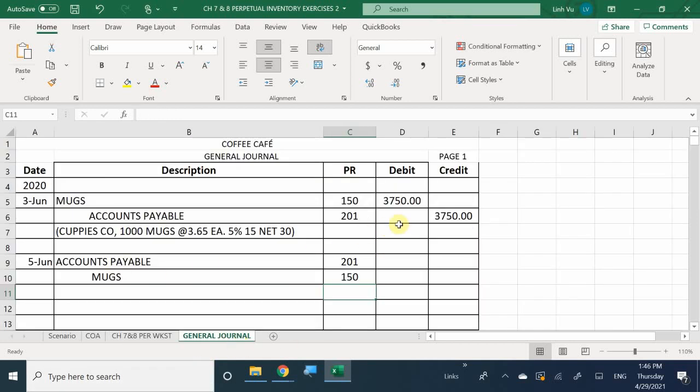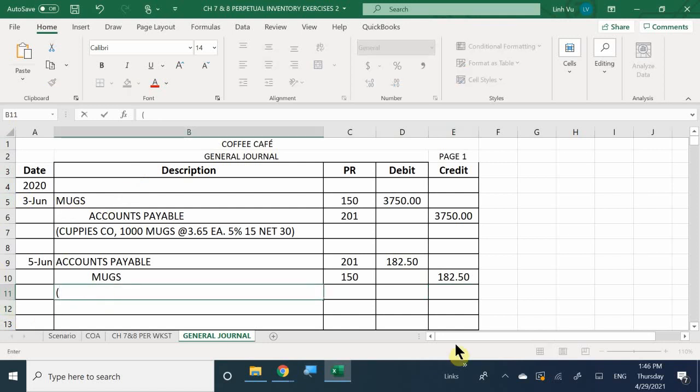So back to my journal. We got a refund for $182.50. And what should my description be? Return 50 broken mugs for full refund. Good. All right, so here we have it. We completed our journal. We updated our inventory.